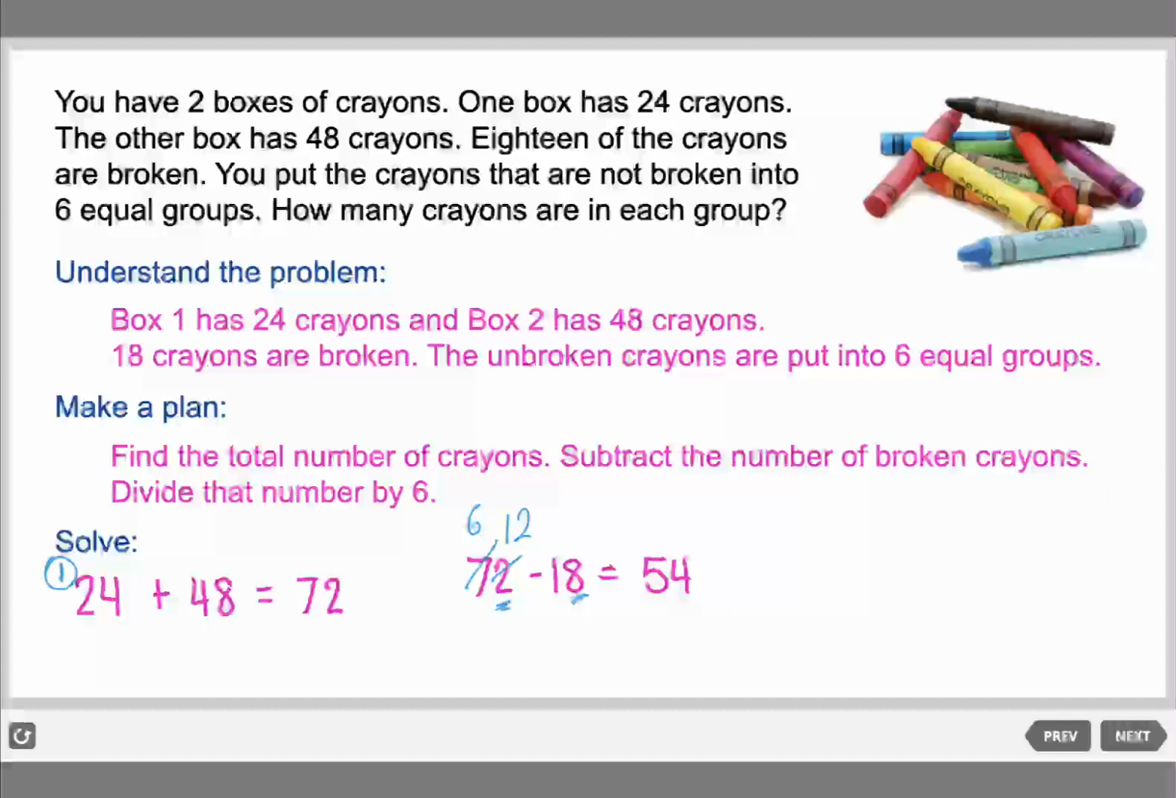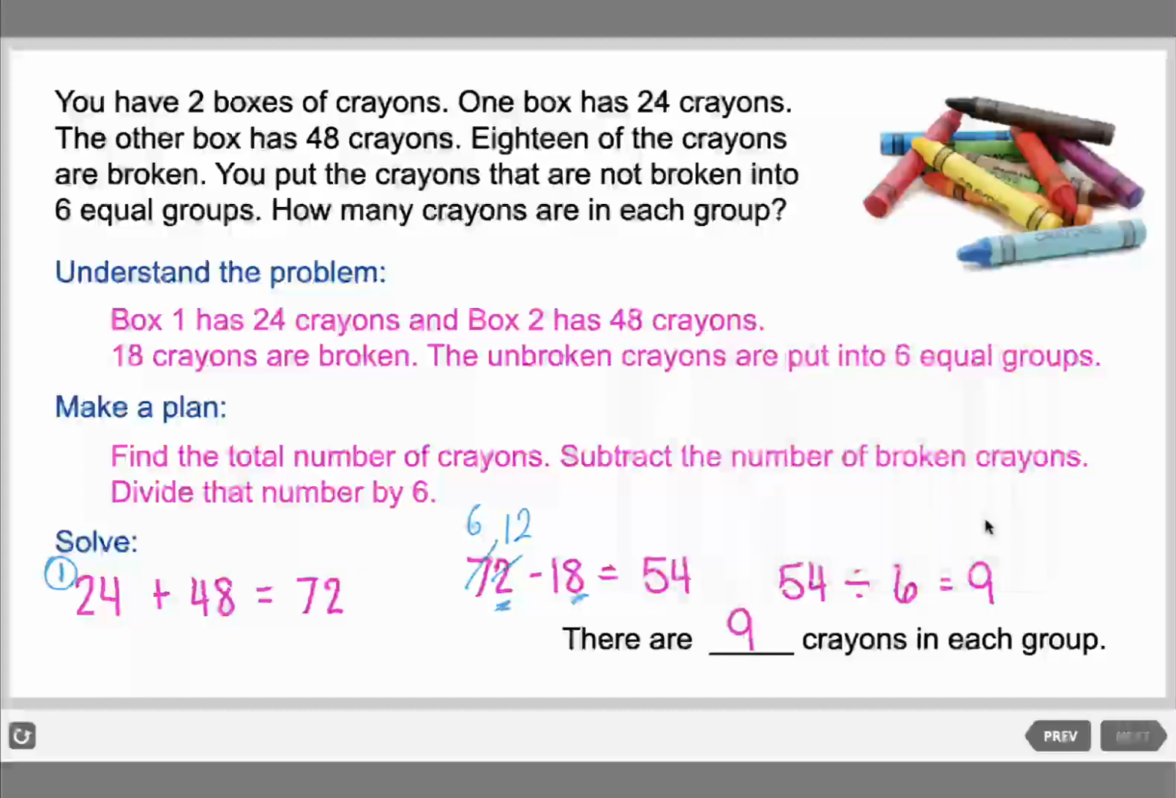Now, these 54 are the unbroken crayons. We need to divide them into 6 equal groups. So, let's divide 54 by 6. What is 54 divided by 6? Muhammad Fahd, where are you? What is 54 divided by 6? 9. Excellent. So, the answer to the question, Muhammad Wael, is? 9. Yes, there are 9 crayons in each group. I'm asking you, Muhammad Wael, and you didn't answer. So, we have 9 crayons in each group.